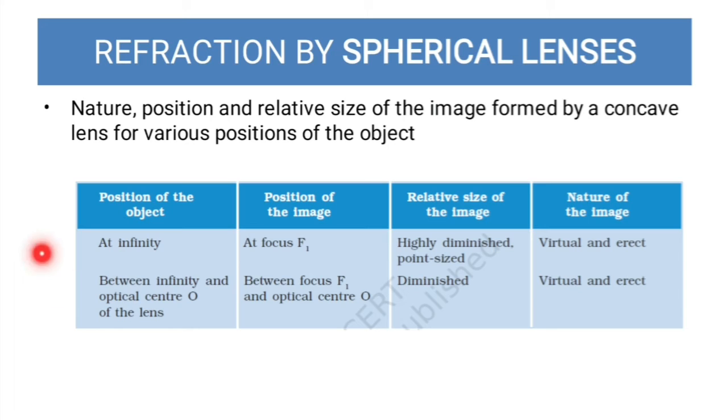If the object is at infinity, the image is formed at focus and the image is highly diminished, point size, virtual and erect. That is, you cannot take it on the screen. Also, if the position of the object is anywhere between infinity and the optical center, then the image is found between focus and optical center. Obviously the size, though it is a little big, is diminished compared to the object, and the nature of the image is virtual and erect.